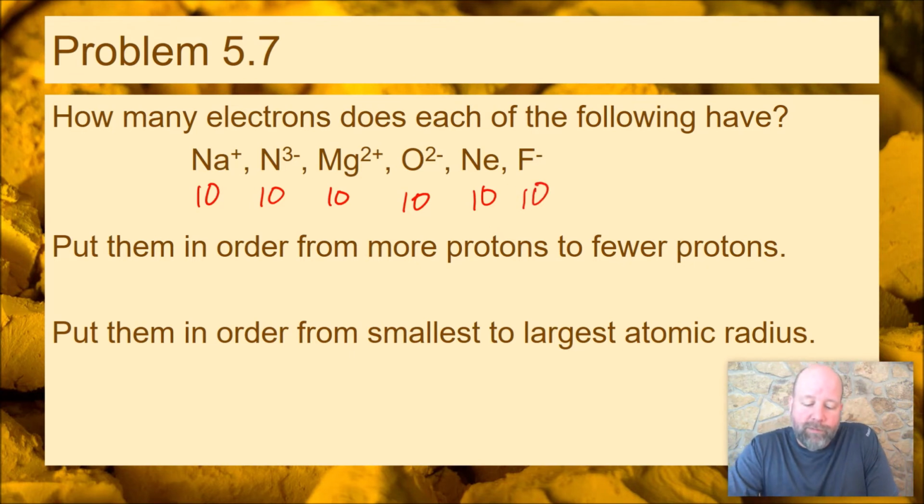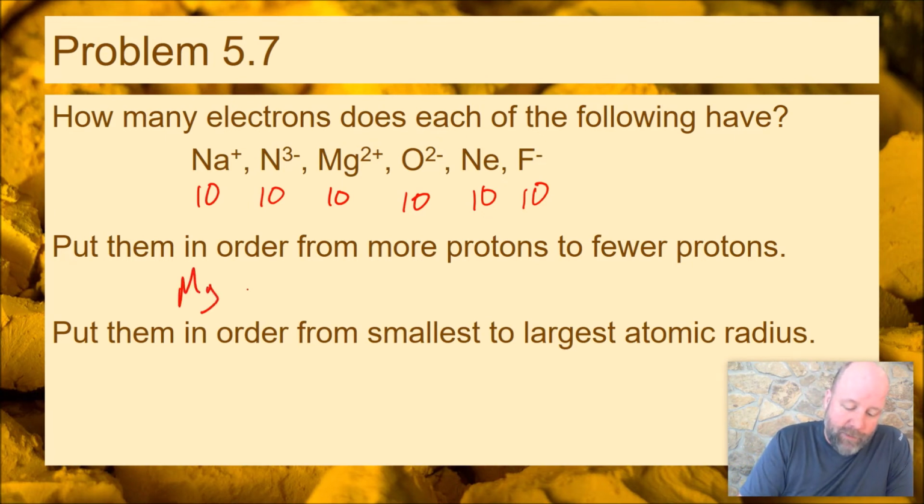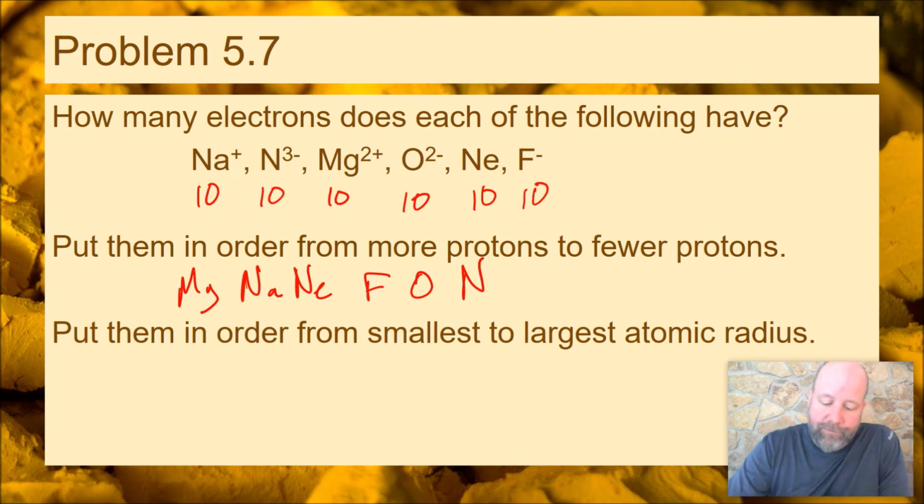Put them in order from more protons to fewer protons. So the one with the most protons is going to be magnesium. Then we're going to go sodium. Then we're going to go neon, fluorine, oxygen, nitrogen.